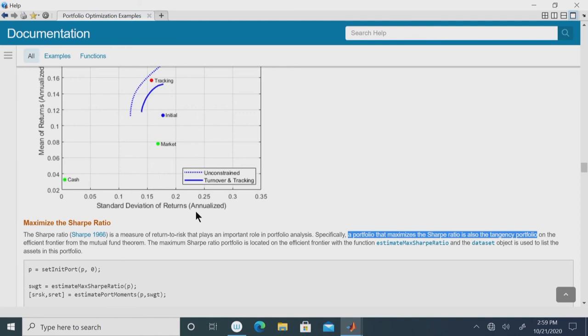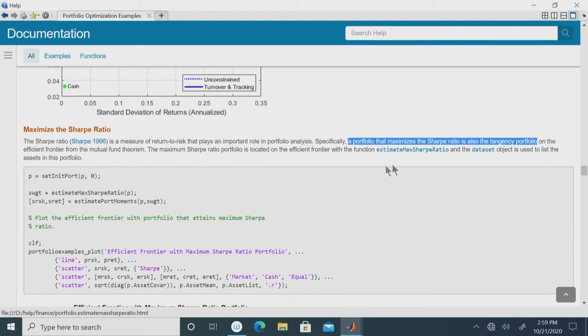The reason why you want to maximize the Sharpe ratio is because the Sharpe ratio looks at the excess return over risk, and the larger this value is, the larger the amount of excess return you are able to achieve per unit of risk, given by the standard deviation. So, the maximum Sharpe ratio portfolio lies on the efficient frontier. Accordingly, in this case, we plot the efficient frontier with the goal of maximizing the Sharpe ratio. We use the estimate max Sharpe ratio command to get the corresponding weights, which results in the maximized Sharpe ratio.